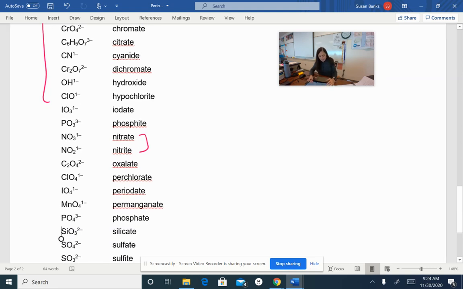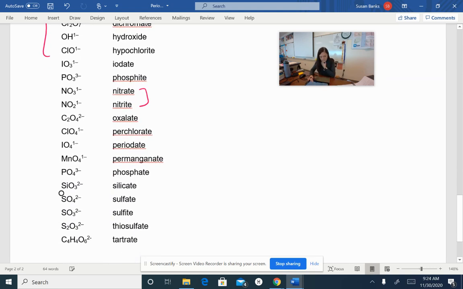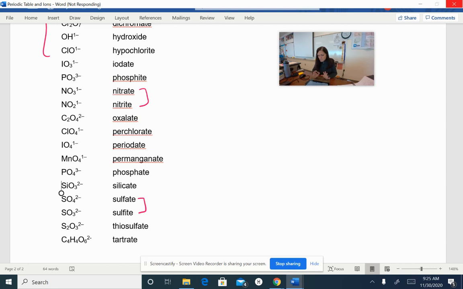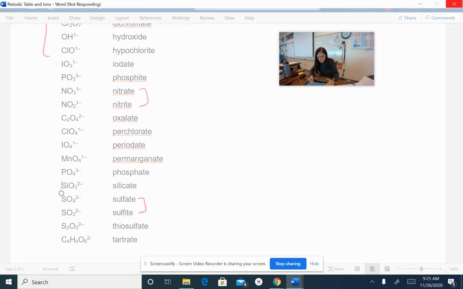periodate, permanganate, phosphate, silicate, sulfate, and sulfite. Here we have another "ate" and an "ite": thiosulfate and tartrate. Now, we are always going to give you this sheet to use during exams and quizzes, so don't worry about memorizing it, okay? So just so that you know how to use these, all right?